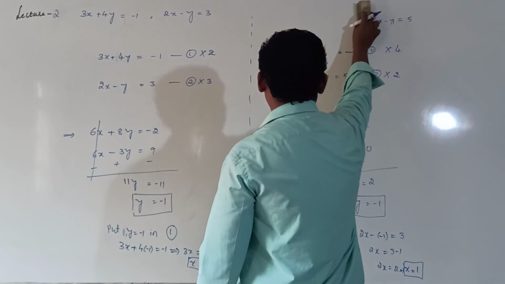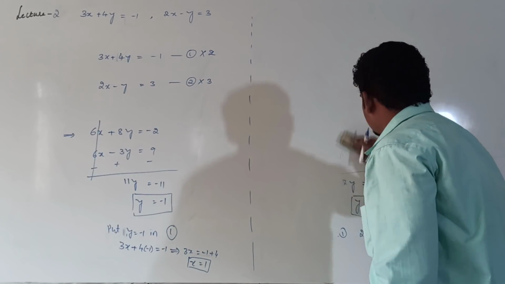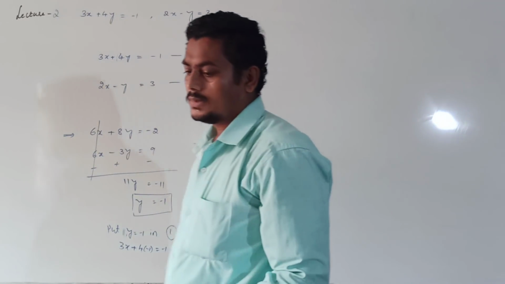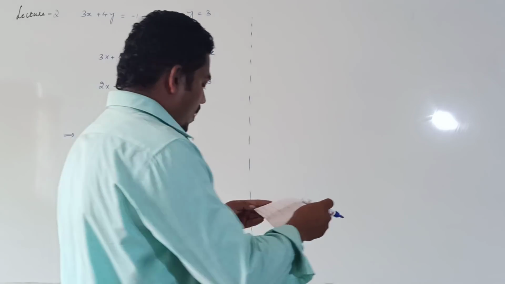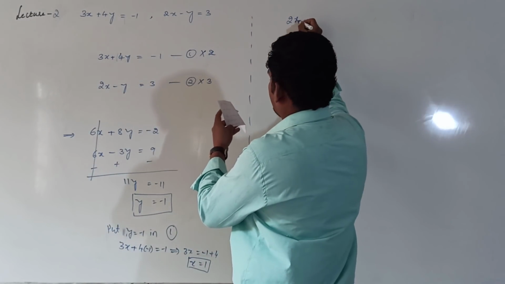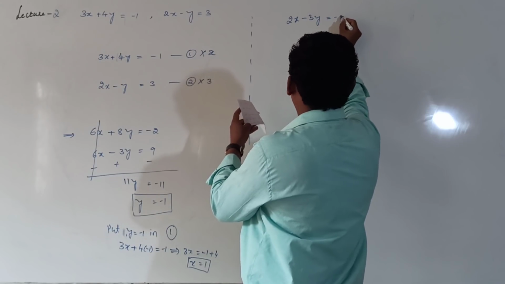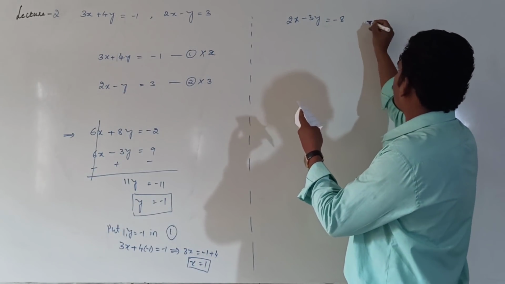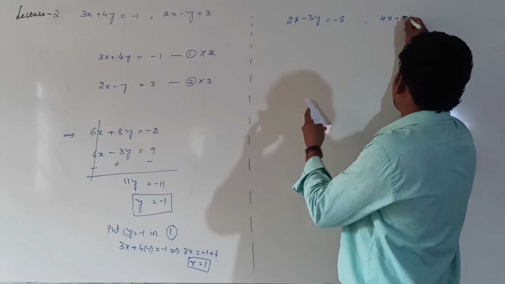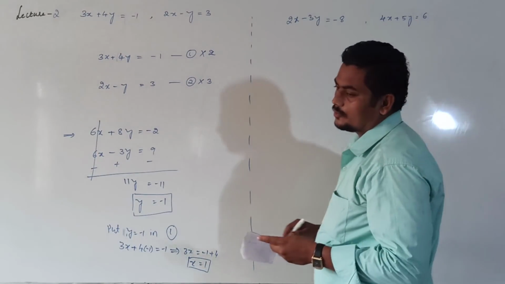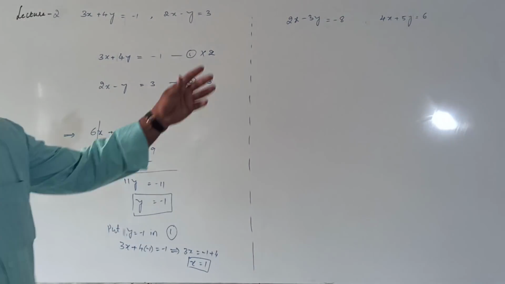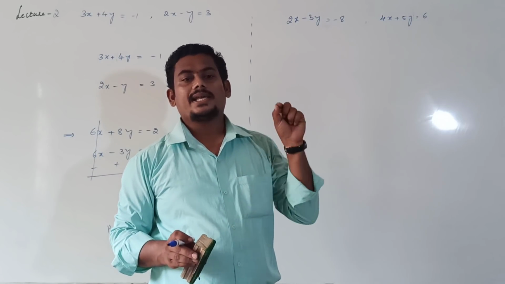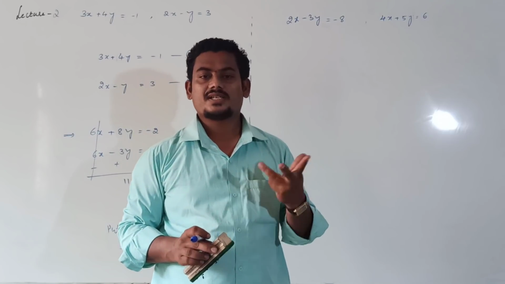Next, one more problem. Solve 2x minus 3y equal to minus 8 and 4x plus 5y equal to 6 by the elimination method. Elimination method is also known as equalizing coefficients. Both are one and the same.